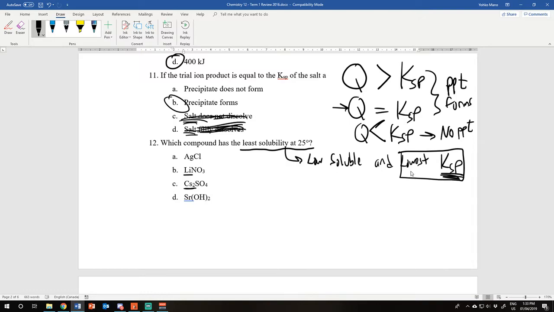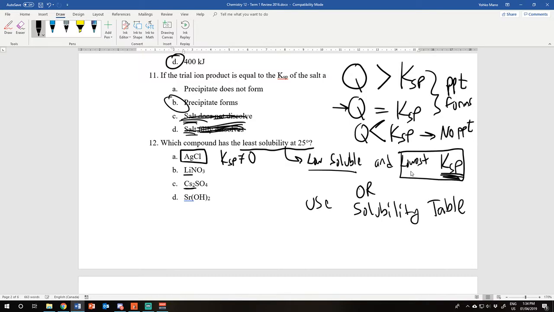Depending on how the question is phrased, you're going to look for either low soluble and lowest KSP, okay, or use the solubility table. In this particular question, I think, it requires use of the solubility table, because if you look carefully, the only one that has a KSP value is this. It's silver chloride. It has a non-zero KSP value.